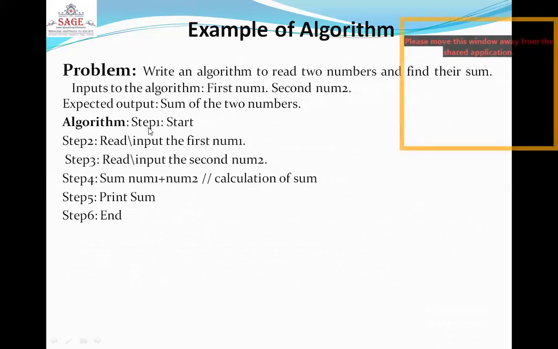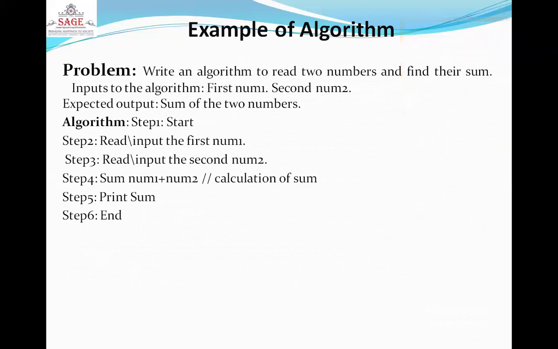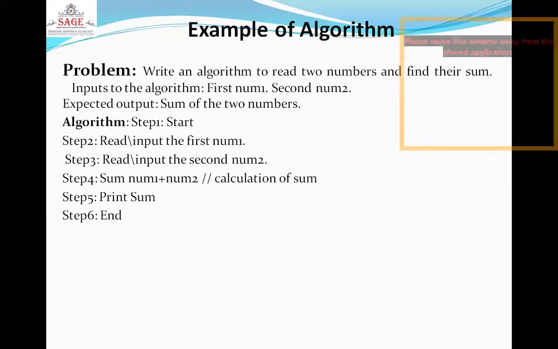In step 1, first is start. In the second step, read input the first number. In the third step, read input the second number. In the fourth step, the two numbers are added. In the fifth step, we print the sum of the values. And the last step is end the algorithm. So this is the whole process to generate an algorithm.